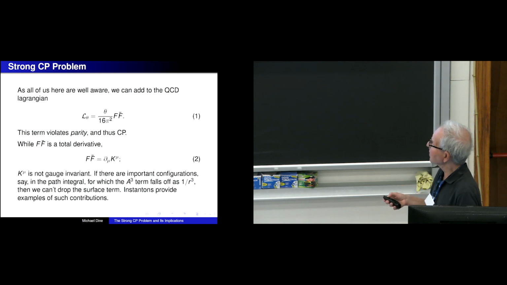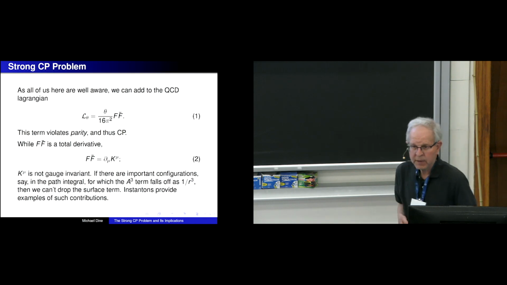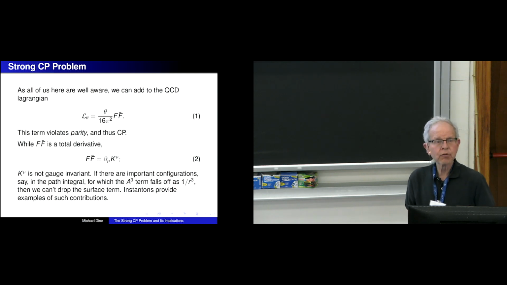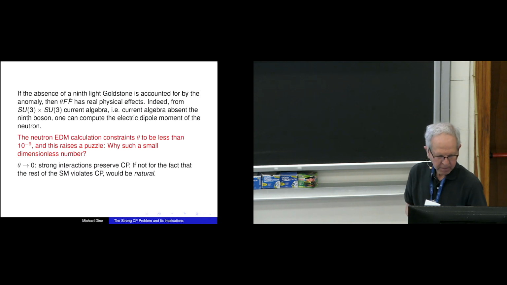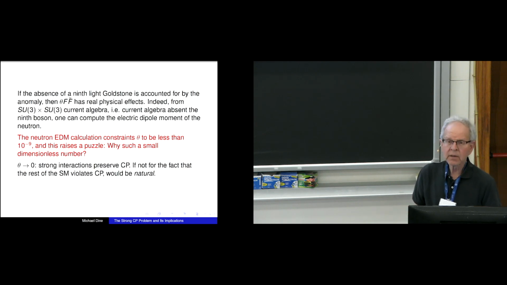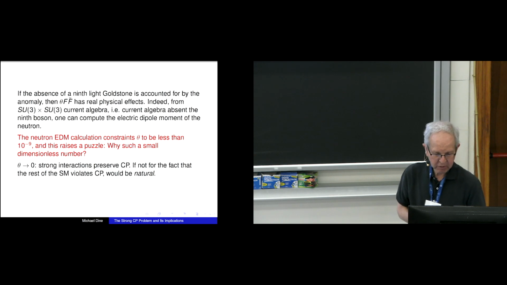This current K mu is not gauge invariant. And if there are important configurations, say in the path integral, for which the A cubed term falls off like 1 over R cubed, then we can't drop the corresponding surface term. And instantons, while they don't provide a reliable calculational tool, do provide evidence that there are such contributions. Now, if the absence of a ninth light Goldstone boson is accounted for by the anomaly, then theta F F dual has real physical effects.